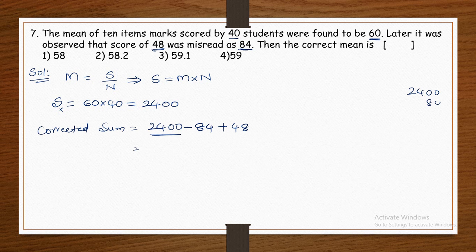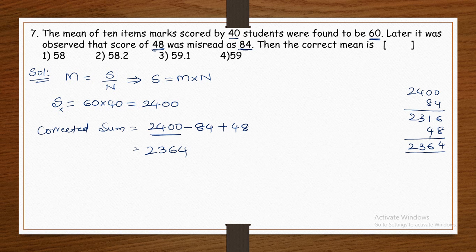Now simplify this. 2400 minus 84. So 10 minus 4, it is 6. 9 minus 8 is 1. Next 2, 3, 1, 6. Followed by, we are going to add 48 to this. So 8 plus 6, 14. So 1 is carried. So 4 plus 2, 6. So 2, 3, 6, 4. So the corrected sum is 2364.